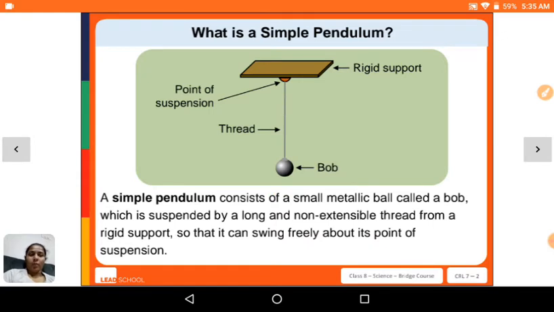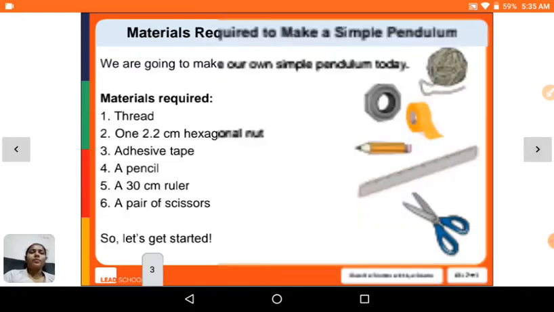So what is simple pendulum? It is a metallic ball called bob which is suspended with a long and non-extensible or non-stretched thread from a rigid support so that it can swing freely about its point of suspension, right?